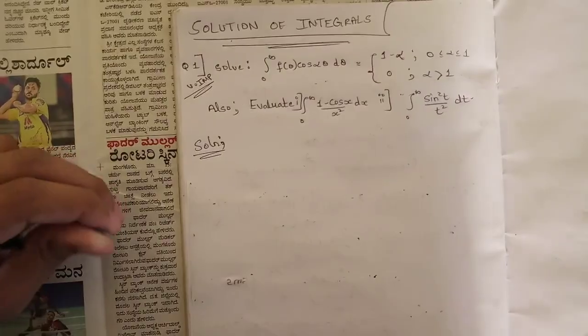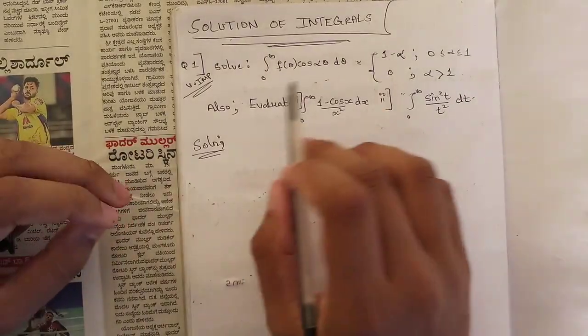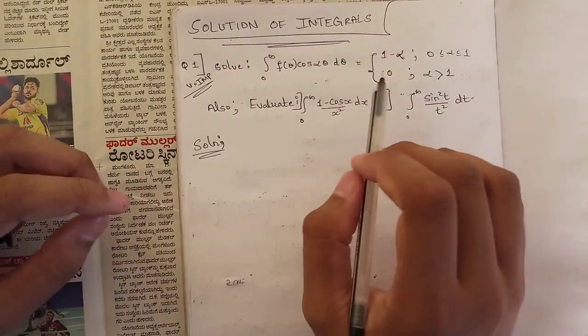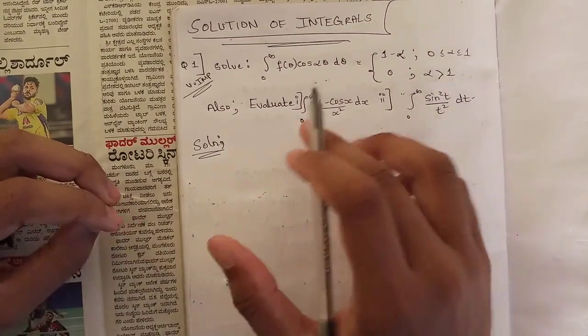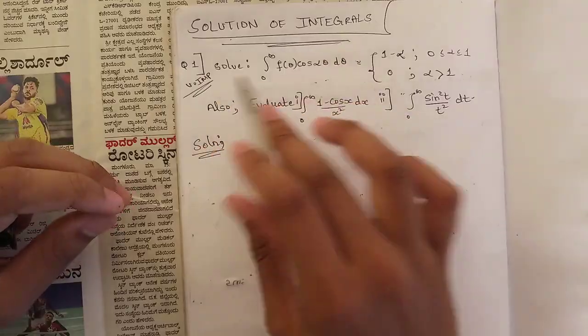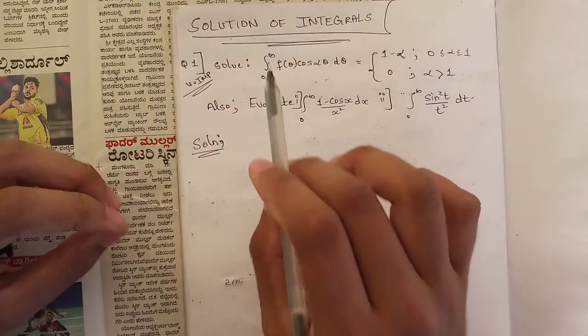I have told you, right? Here they won't be giving any f of x or f of s values, and then for that we would need to find the inverse Fourier transform. No, for this kind of problem they would be giving the integrals itself.